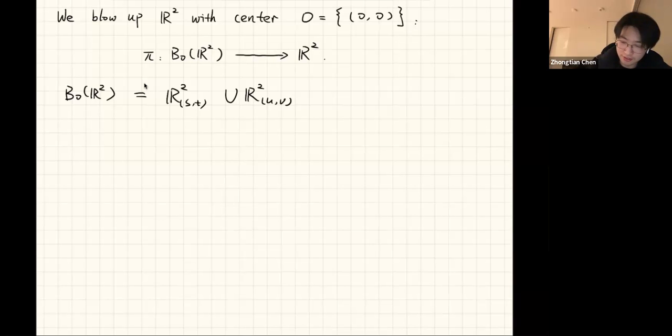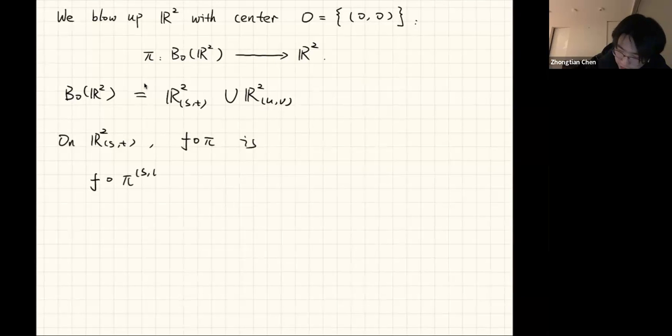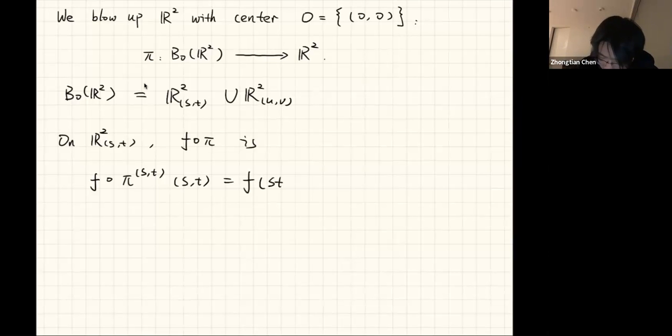We look at F composed with pi on each of these individual coordinates. So on the first coordinate, from our calculation, F composed with pi is F composed with pi restricted to the first coordinate, which is F where you substitute st for x and s for y. And this will be (st) to the fourth minus (st) squared times s plus s cubed.